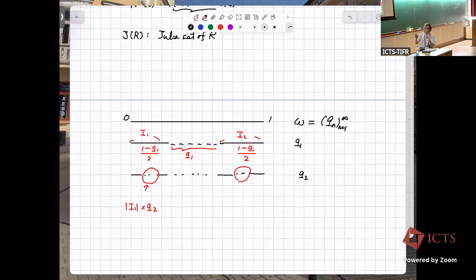We continue this process infinitely many times. Then finally, we get a Cantor set, which is my E omega. That is the intersection of all such small intervals. So you can check that this E omega is actually a Cantor set. That means it is a totally disconnected and perfect set.